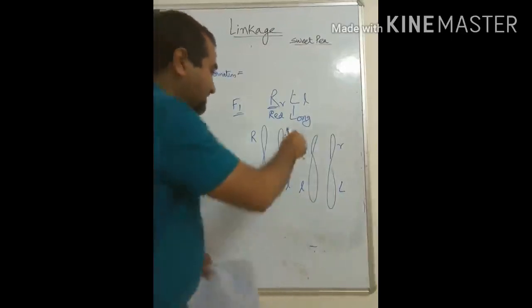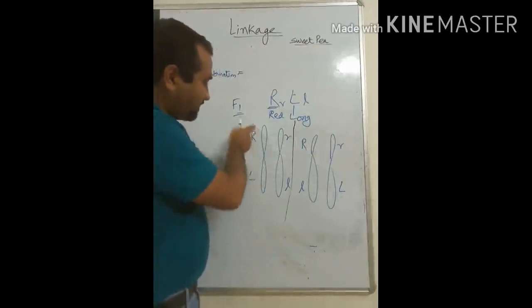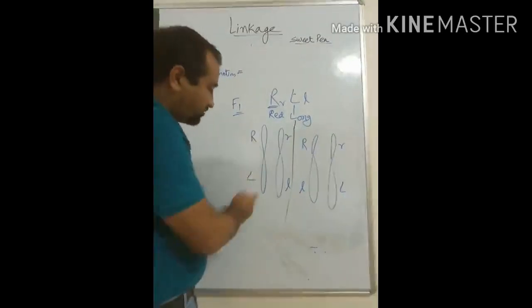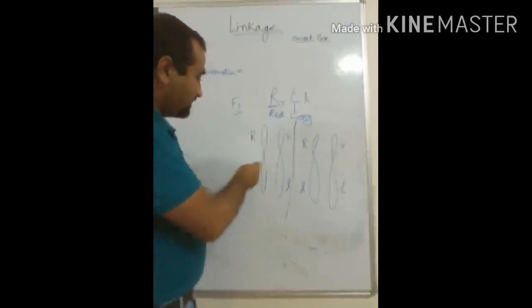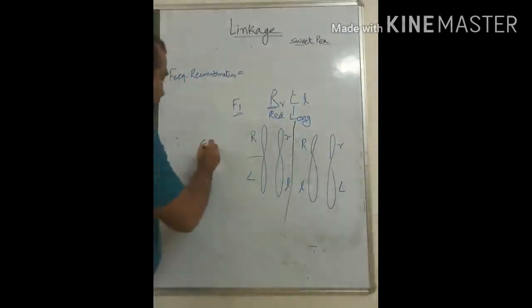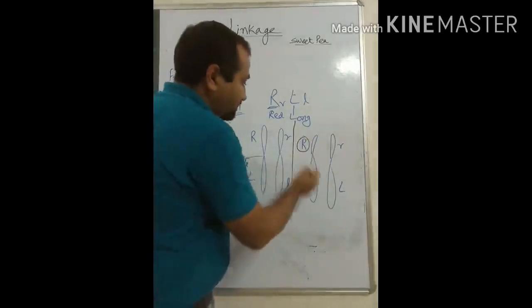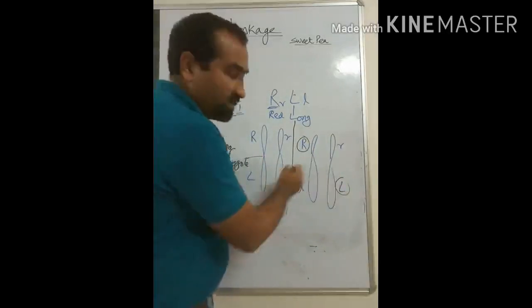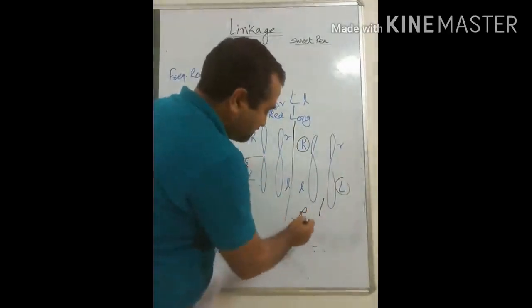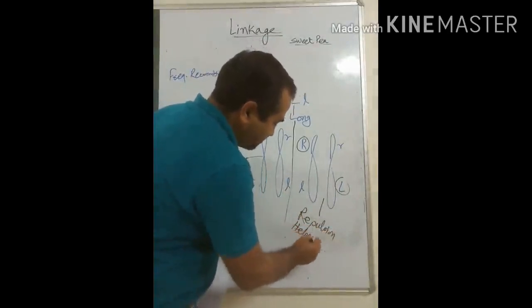So you can see clearly that when the dominant genes are present together on the same chromosome, this is called coupling heterozygote. And when the dominant alleles are on different chromosomes, this is called repulsion heterozygote.